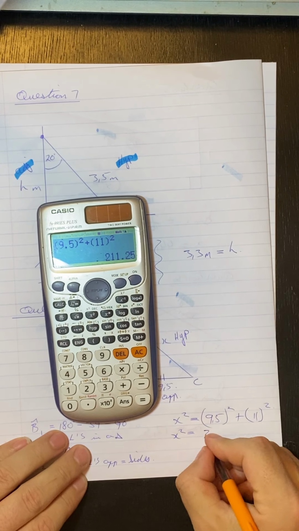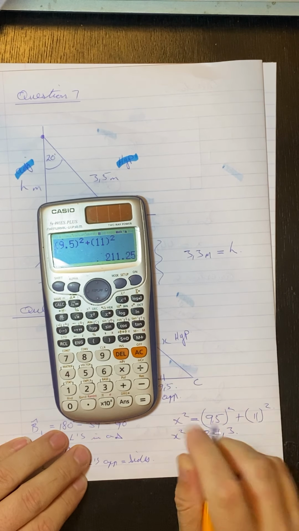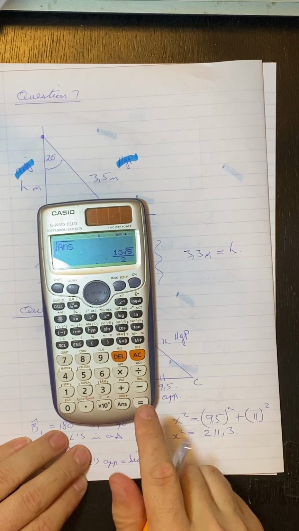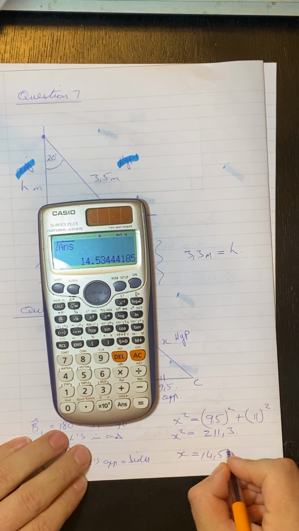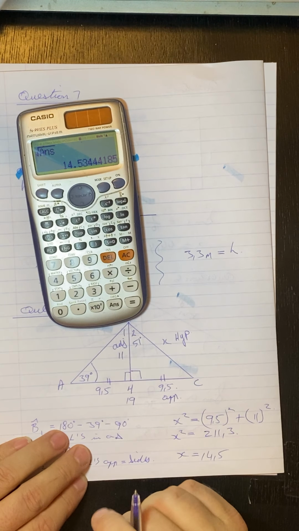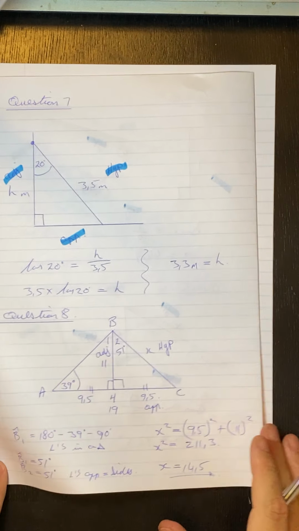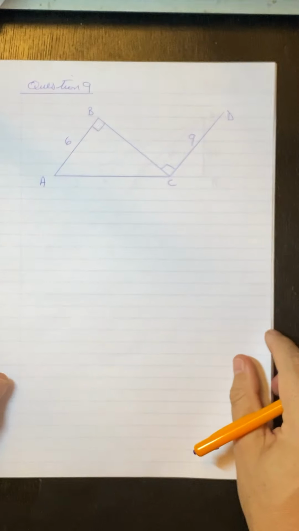and we get 211.3, rounding off to 1 decimal. Now I need to take the square root of that to get the x on its own, and we get x is equal to 14.5, and they haven't given us any units, so I'm going to leave it as that. All right, just using Pythag. Right, so that was a bit of a random one, not having a trig function, but anyways, it is what it is. Okay, question 9.